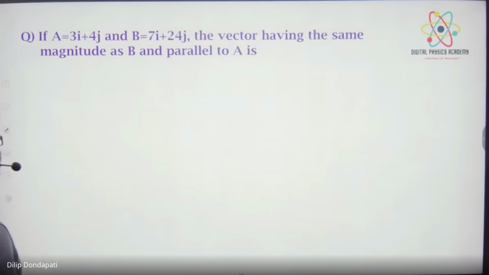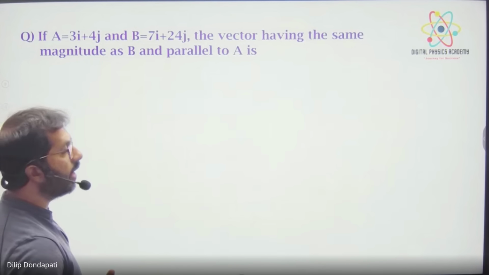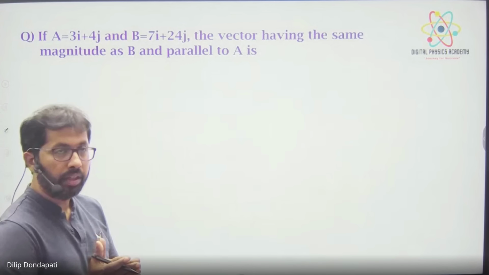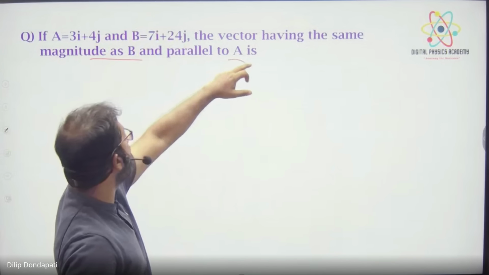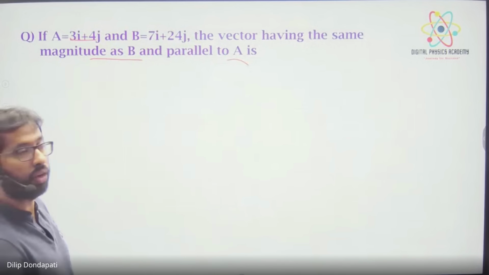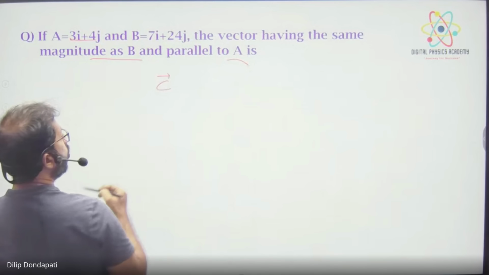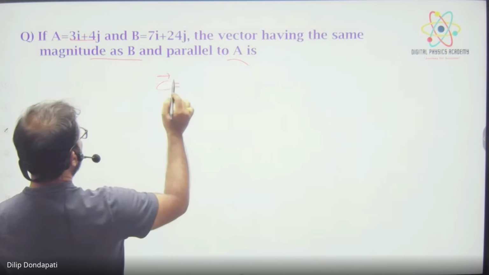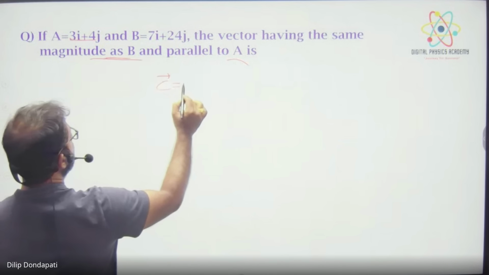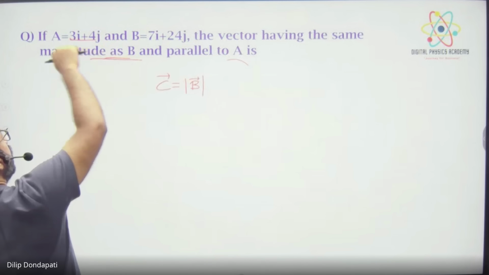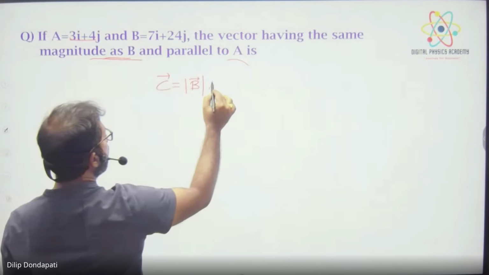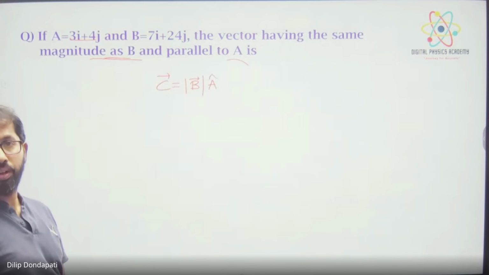Next. A vector is given, B vector is given, the vector having the same magnitude of B and parallel to A. I want to find a new vector. Its magnitude should be same as B and it should be parallel to A. So you have to find a C vector, suppose. You have to find a new vector in such a way that its magnitude should be same as B, that is mod B, and parallel to A. Parallel to A means unit vector should be in the direction of A, that is A cap. Right? Understood?